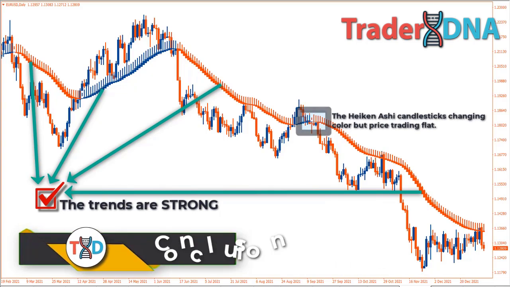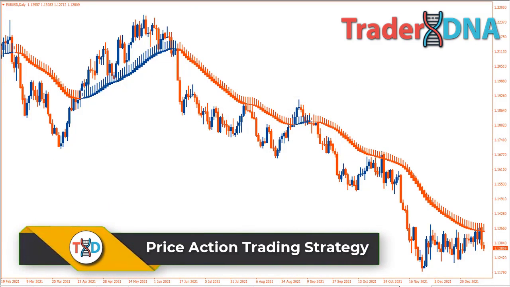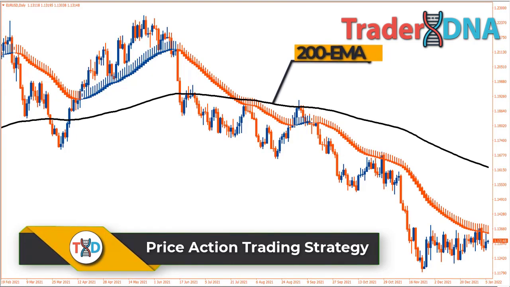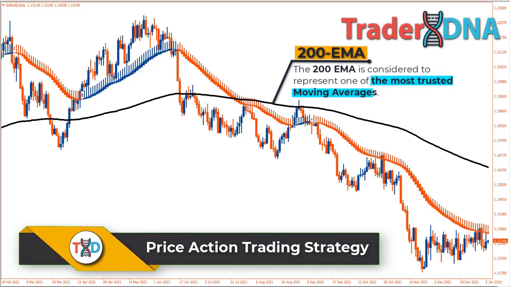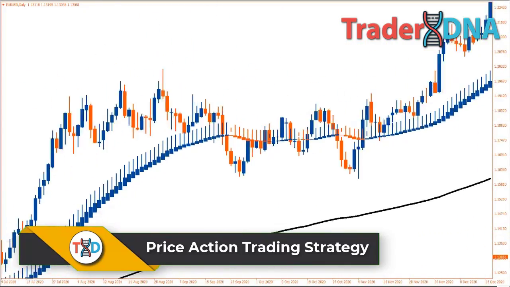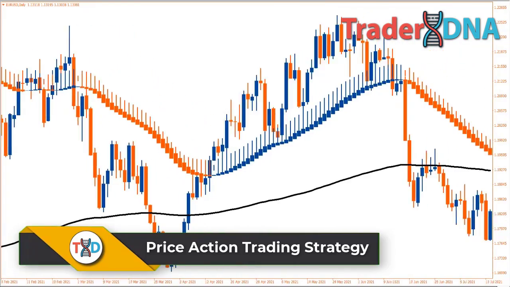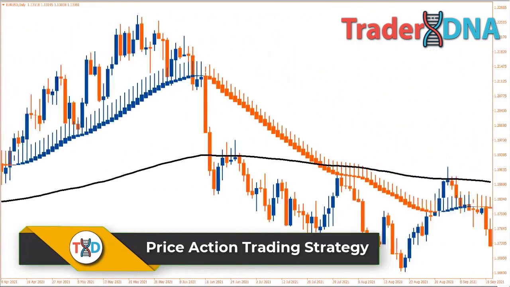Price action trading strategy with smoothed Heiken Ashi indicator. The Heiken Ashi Smoothed Indicator is really an indicator designed as a standalone trading system, but in order to improve the performance of the indicator we're going to add the 200 period moving average, because the 200 EMA is considered to represent one of the most trusted moving averages. Going forward, we're going to lay down an effective price action trading strategy using the Heiken Ashi Smoothed Indicator in combination with the 200 period EMA.